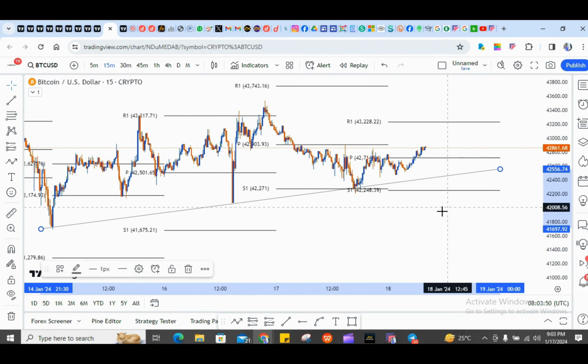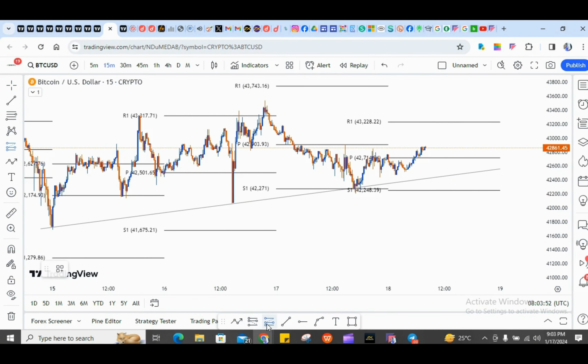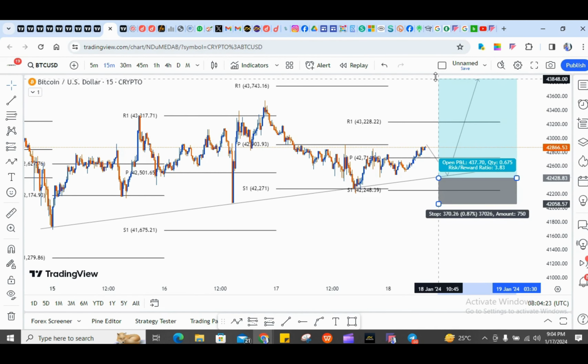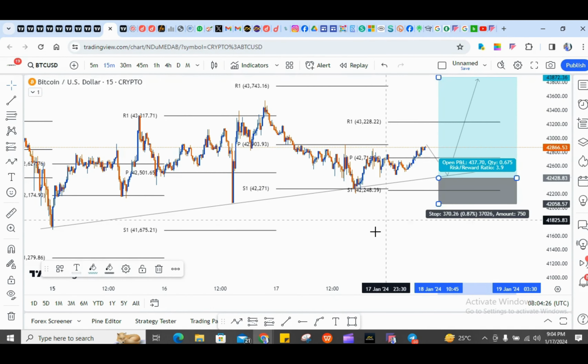I might put my entry either here, probably maybe price might, let me close this. Let me use this instead. Probably price might go like this, come back here, touch this trend, and continue going up. So I might put my entry here. Okay. Now this is me just trading with trend line alone. So I might put my entry here, and drag it this way. Do you understand?